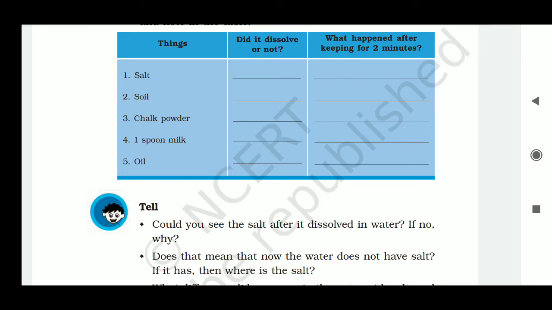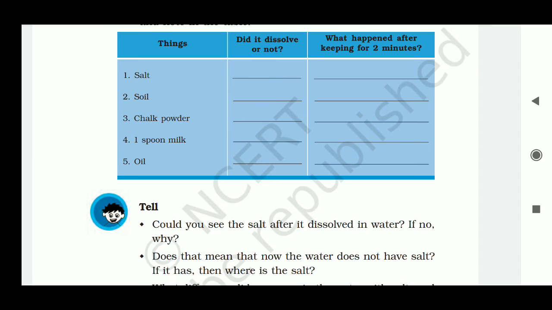In the second column, you will find that salt dissolves in water, soil does not dissolve in water, chalk powder does not dissolve in water. 1 spoon milk: as of now, it is considered as yes, it dissolves in water, but in higher classes you will be learning about colloid solutions. Milk is not considered soluble in water, but since you are in class 5, it's better to take it as yes. Oil does not dissolve in water.